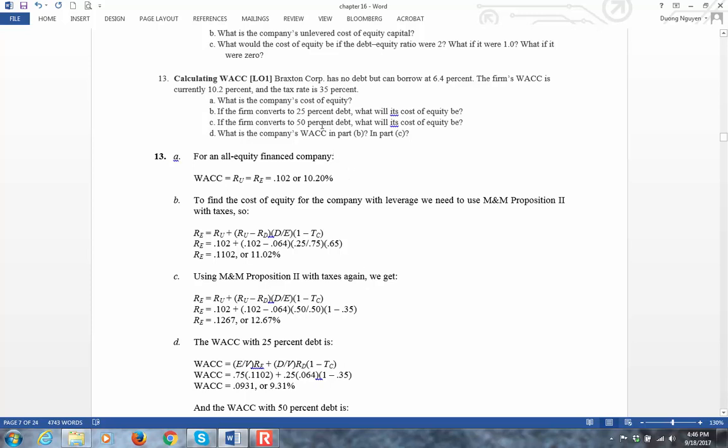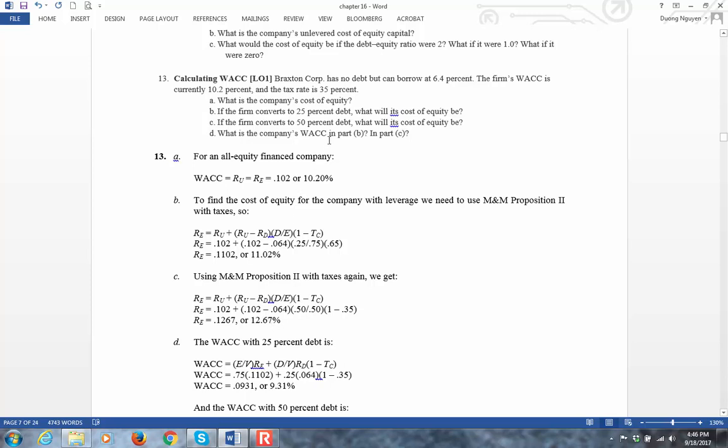If 50% debt, what will be the cost of equity? The same formula, except that the debt equity ratio has changed to 50-50, which is 1. So cost of equity is 12.67%.